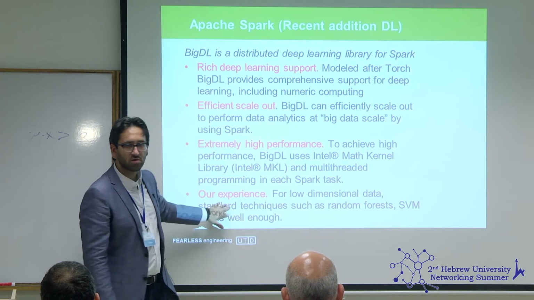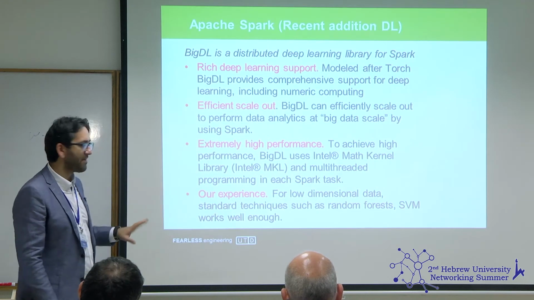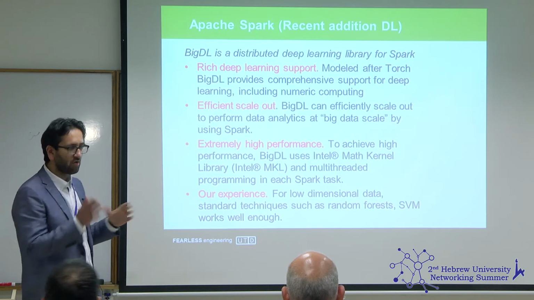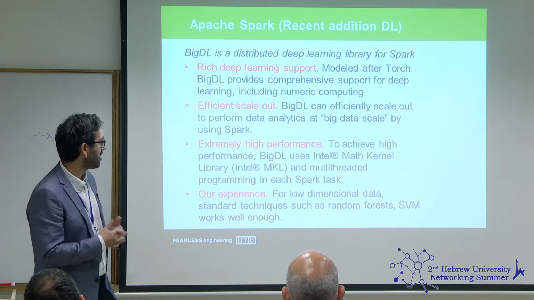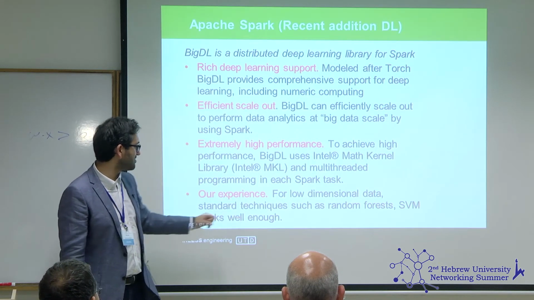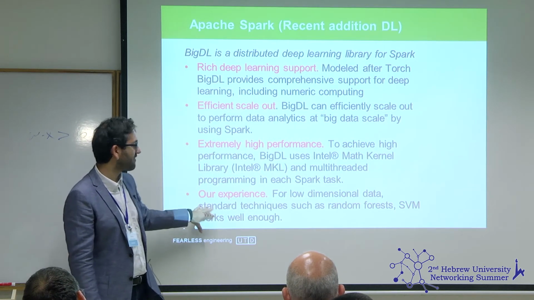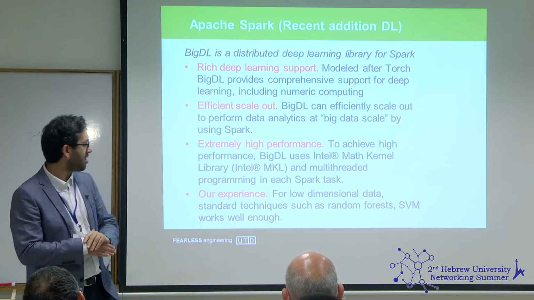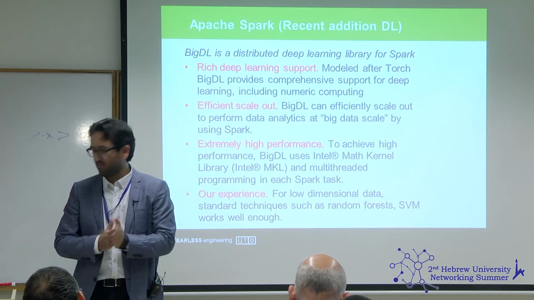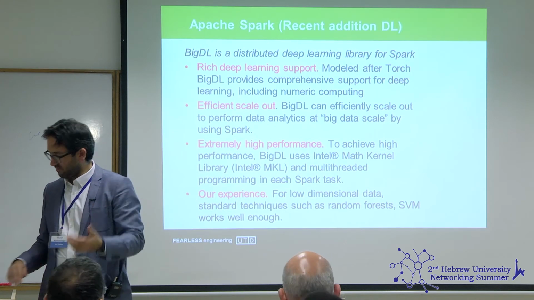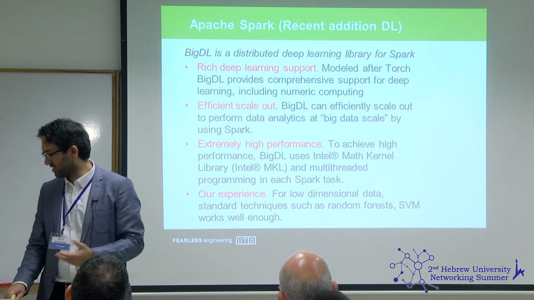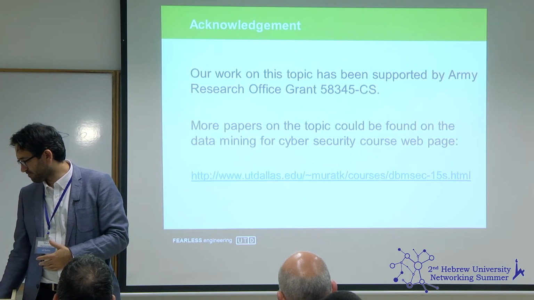As I mentioned, our experience is that if you have low dimensional data, and what is low is probably domain specific, random forests and SVMs, adversarial SVMs for example, work well enough. In other words, they have similar accuracy compared to deep learning. But if you're doing images especially, those kinds of things, clearly deep learning is the way.